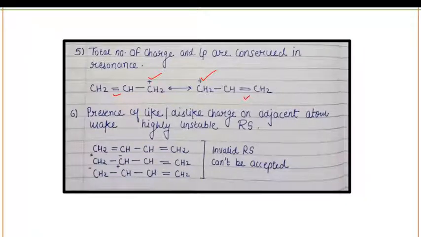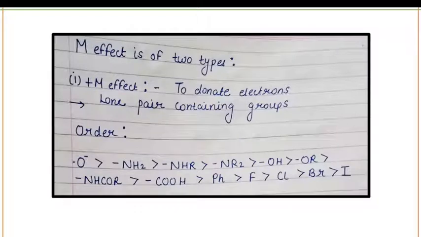Sixth rule is the presence of like or unlike charges on adjacent atoms makes a highly unstable resonating structure. As you can see here in these examples, there is a presence of like and unlike charges on the adjacent atoms. That's why these structures are invalid resonating structures, or you can say these structures can't be accepted while drawing the resonating structures.